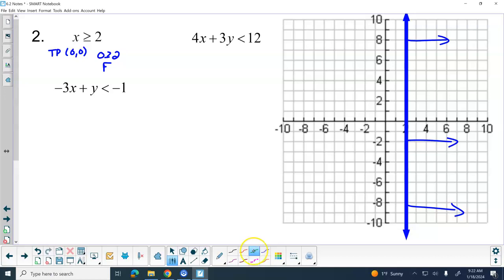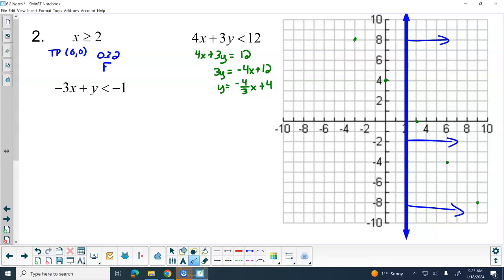Okay. Then this one, I'm going to say this is 4x plus 3y equals 12. So that would be 3y equals negative 4x plus 12. This would be y equals negative 4/3 x plus 4. So that's going to be a positive 4. Then I'm going to go down 4 and right 3, down 4 and right 3, down 4 and right 3. I'm also going to go up 4 and left 3. That's going to be a dashed line.